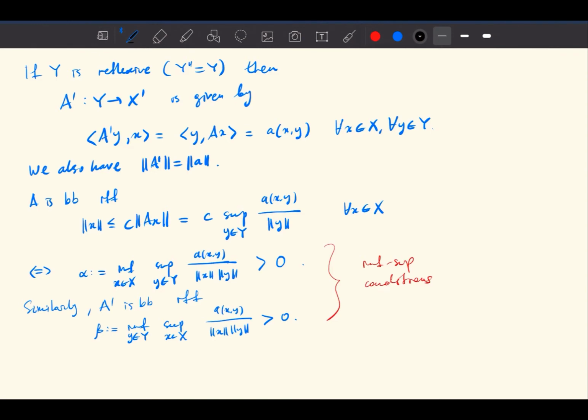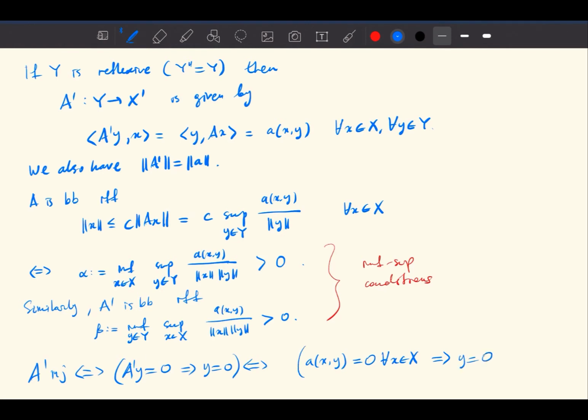Let's try to write the injectivity of A prime in terms of the bilinear form a, because it's important. A prime is injective means that whenever A prime y is 0, this implies y equal to 0, right? And this is now equivalent to, let's write A prime y equal to 0 in terms of the bilinear form. That would be to say that a(x, y) is equal to 0 for all x from X. So we are just writing A prime y equal to 0. Now this should imply that y equal to 0. So that's the injectivity condition.